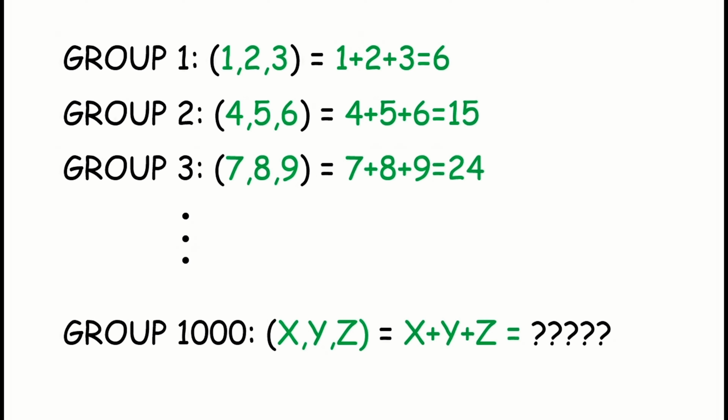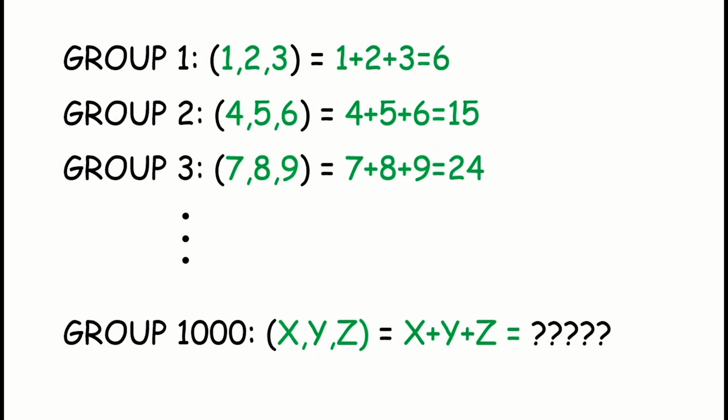Consider the following problem. Take the natural numbers and divide them into groups of 3. Then sum the numbers in each group. So 1, 2, 3 would be group 1 and would sum to 6. 4, 5, 6 would be group 2 and the sum would be 15. 7, 8, 9 would be group 3 and the sum would be 24, and so on.